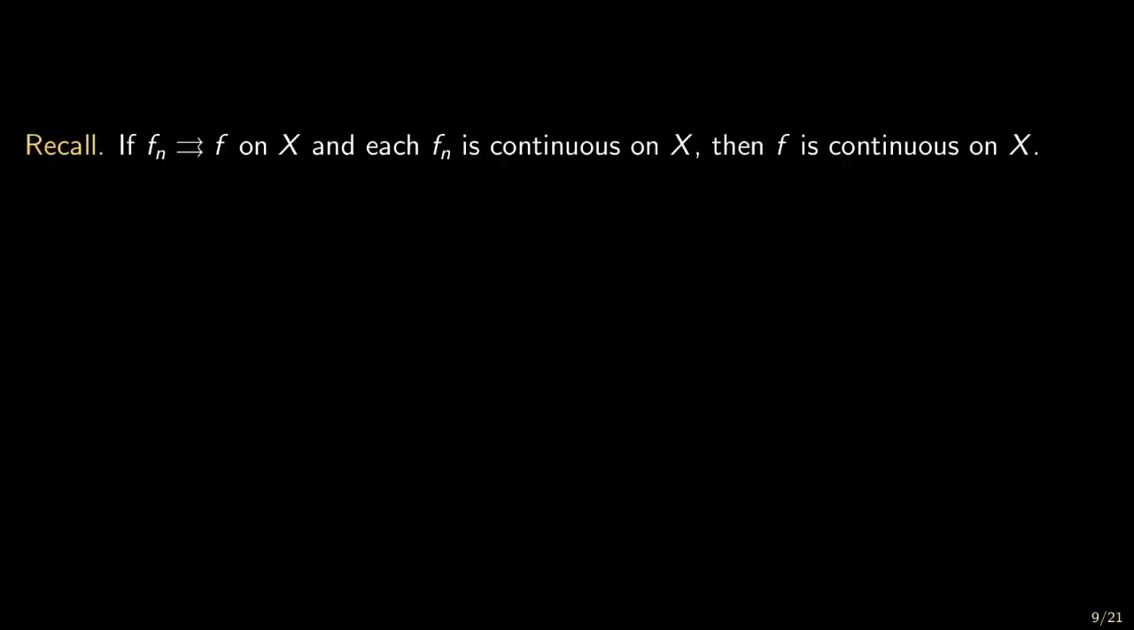Okay, let's proceed. Recall that if f sub n converges uniformly to f on the set X, and each f sub n is continuous on X, then we can guarantee, using the uniform convergence, that the limit f is continuous. This means that the uniform limit of a sequence of continuous functions on a domain must be continuous, and to say continuity is an invariant property of uniform convergence.